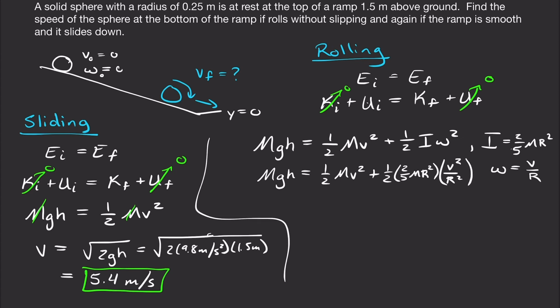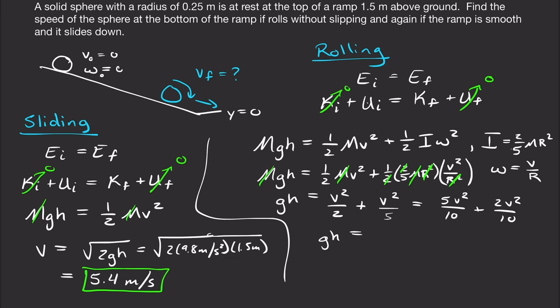So we have a lot of canceling out we can do. First thing is we have a mass in every term, so that goes away. In this last term, we have these 2's that are going to cancel each other, and we also have these r squareds that go away. So if we rewrite this and clean it up, we have gh equals v squared over 2 plus v squared over 5. And so we can get a common denominator and get 5v squared over 10 plus 2v squared over 10, which is just going to be 7v squared over 10. So gh equals 7v squared over 10.